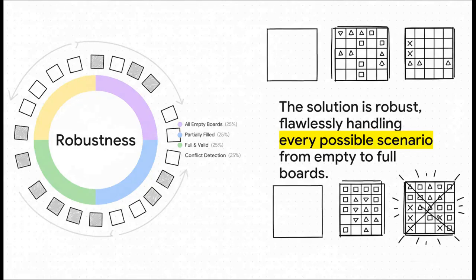And the beauty is, this thing is bulletproof. You give it a totally empty board, no problem, it sails right through. A board with just a few numbers? Easy. A completely full and valid board? It checks everything and gives it a thumbs up. And the second, literally the second, it finds a conflict, it stops immediately. It covers all the bases perfectly.